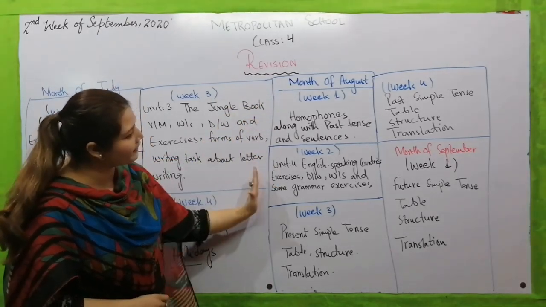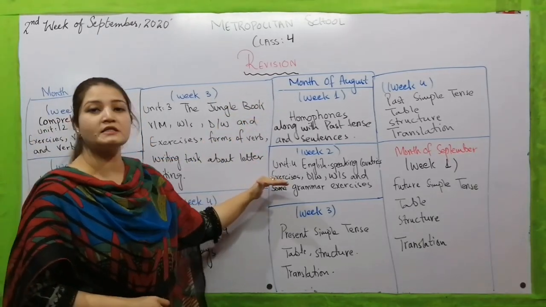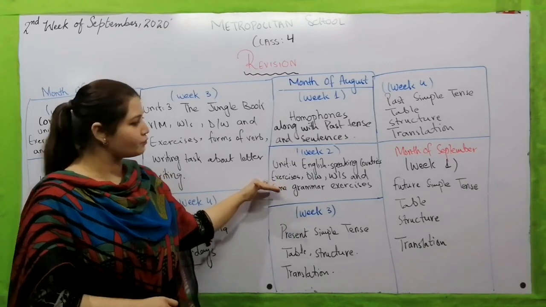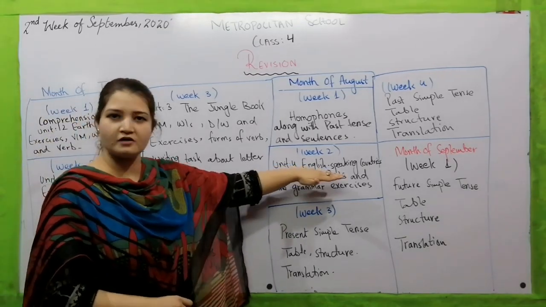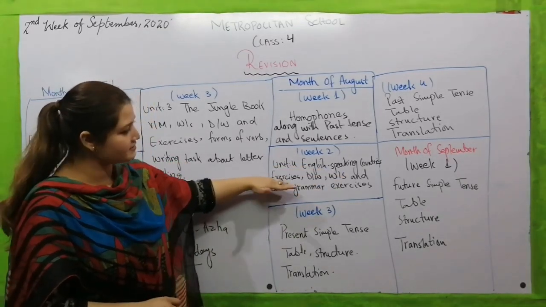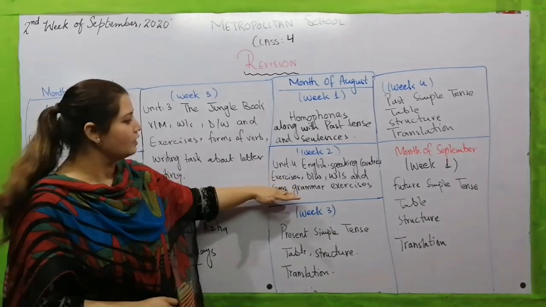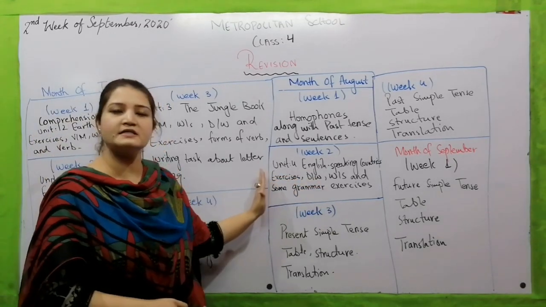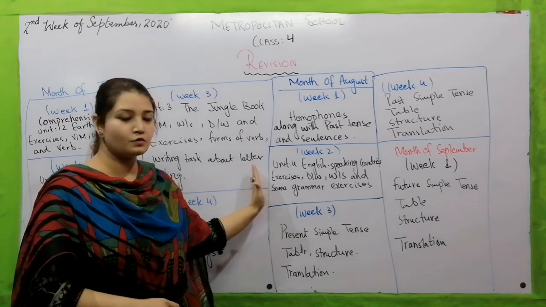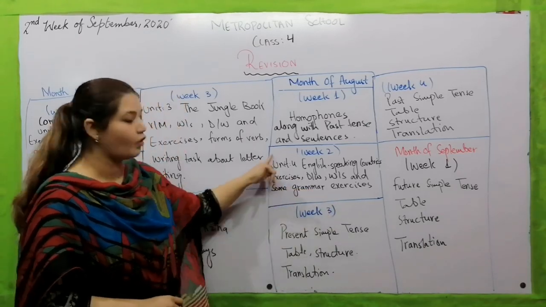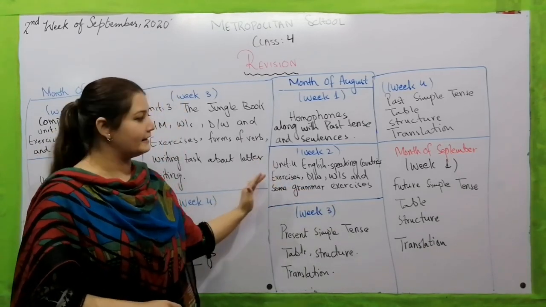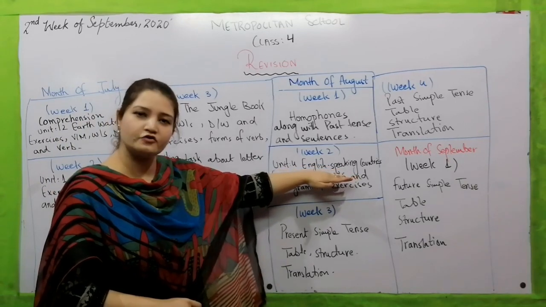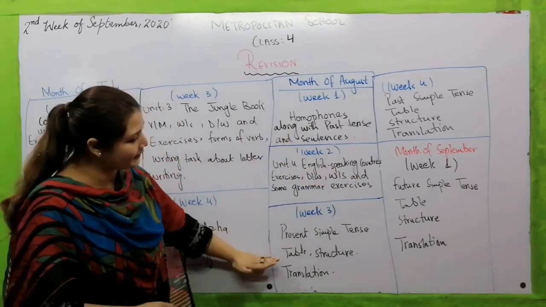Let's jump into week 2 for the month of August. We started a new chapter in the text portion, English Speaking Countries. We did some exercises for the text portion. We did difficult words, word sentences, and along with this, we did some grammar exercises of this concerned chapter, English Speaking Countries.